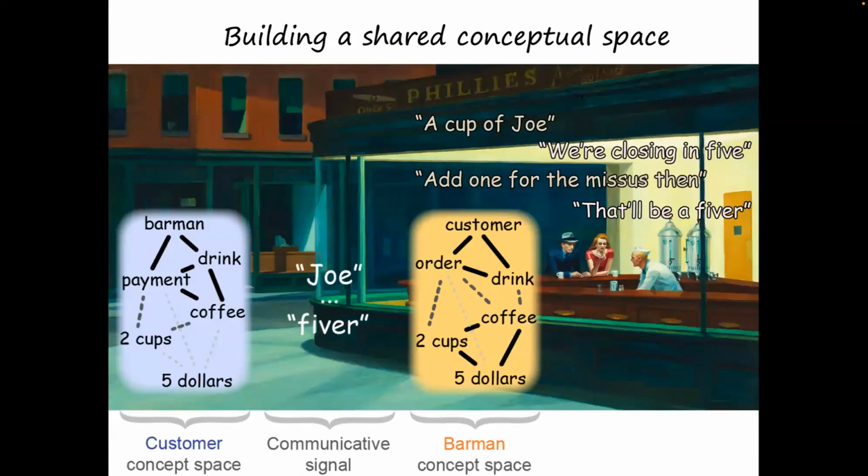In fact, if the customer is not familiar with the word "fiver", he could consider the shared conceptual space they have at that time, including concepts related to coffee, two cups, and payment, and make an inference that "fiver" refers to $5. And it would be pretty hard to make these inferences otherwise. So I think it's needless to say that this ability to align our concepts probably also allows us to invent new words if we need to.